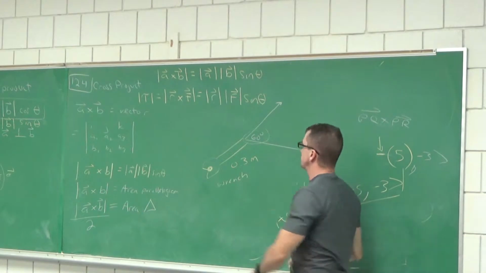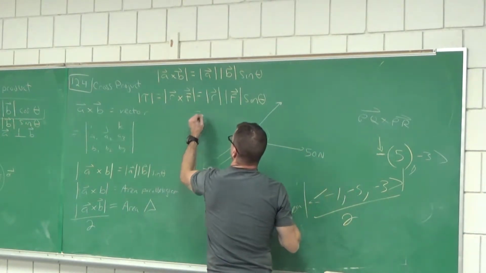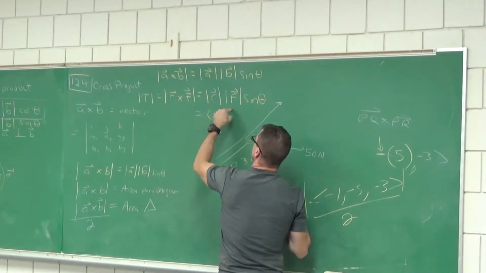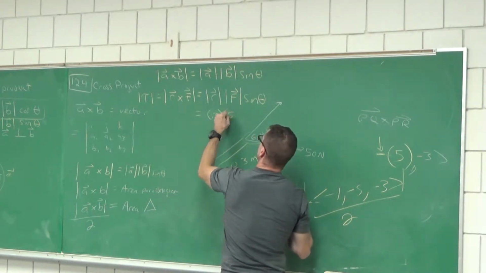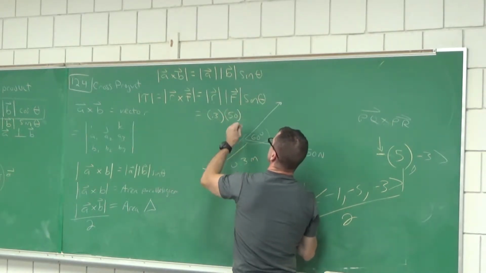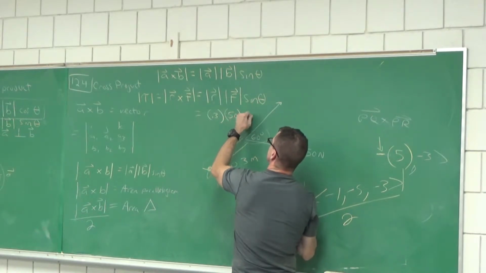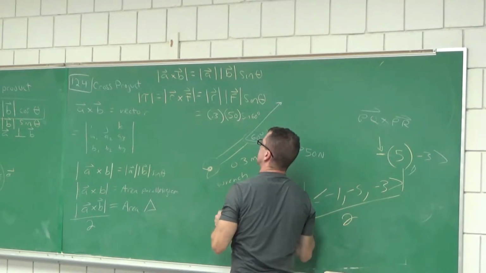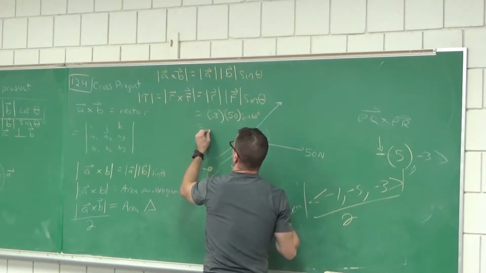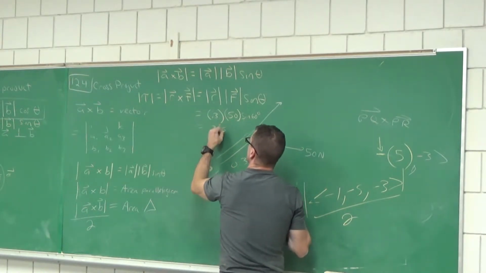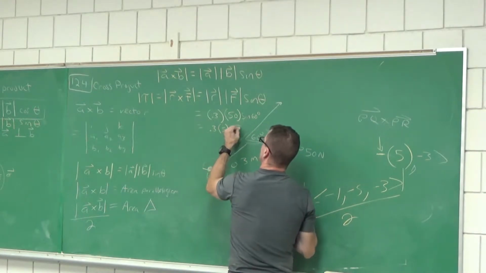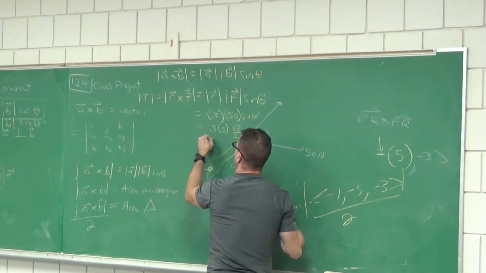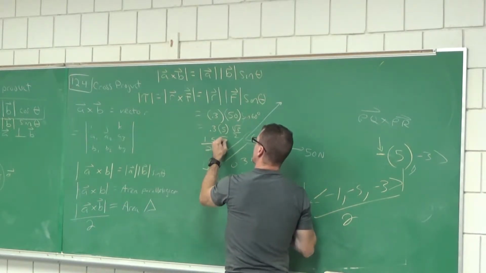Let that help. So I'm going to do it. What do we get? This is just what? 0.3. This is 50. And what's this? Sine of 60. What is the sine of 60? Square root of 3 over 2? Mm-hmm. So I get 0.3 times 50 times square root of 3 over 2, or that's what? 15 over 2 times the square root of 3.